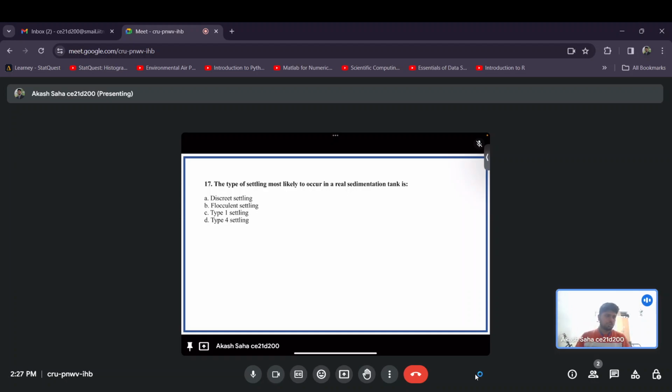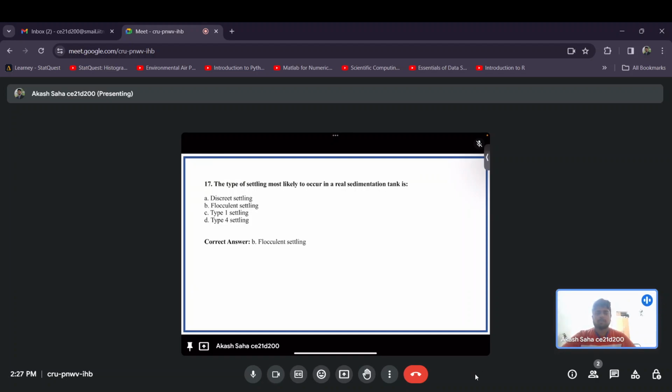Though for our design or any particular case, we go for discrete settling, as we discussed about Stokes law. But here we are talking about the real sedimentation tank. Generally, in a real sedimentation tank, the particles tend to agglomerate with each other. They will form flocs. So hence, it will be a flocculent type of settling.